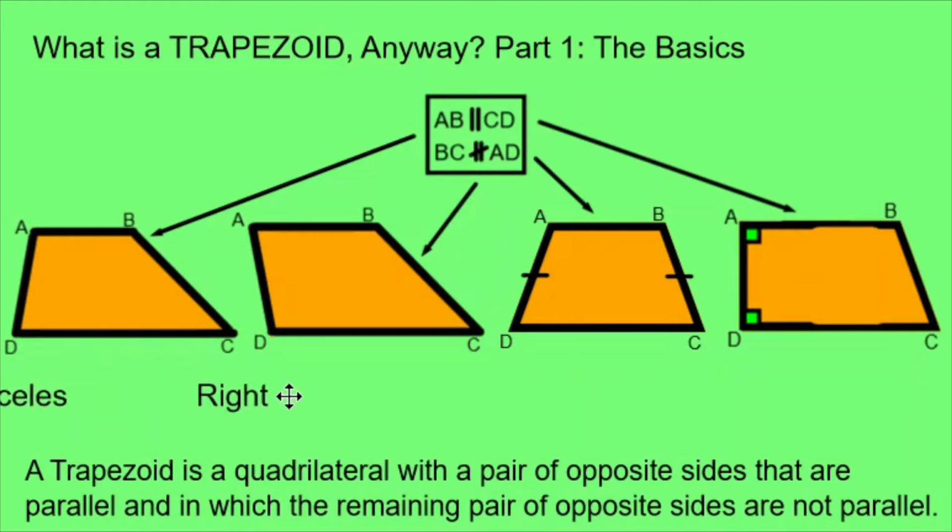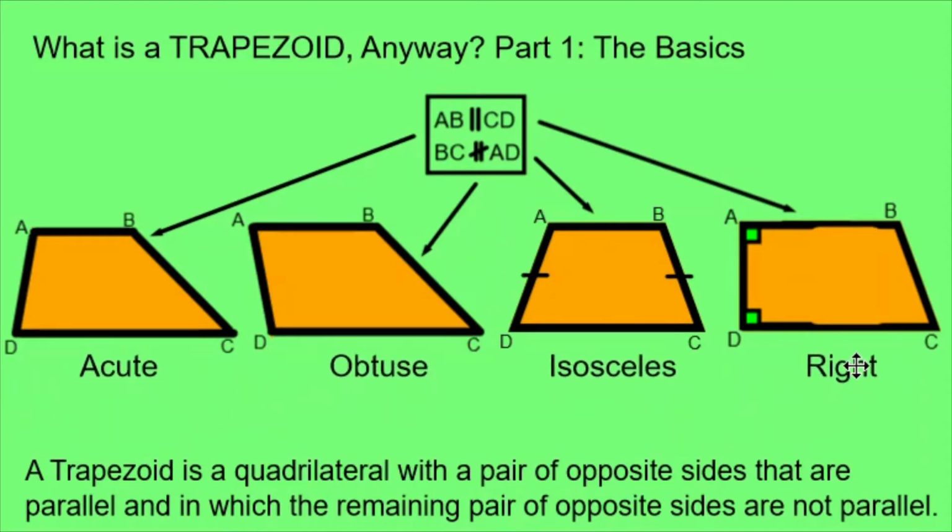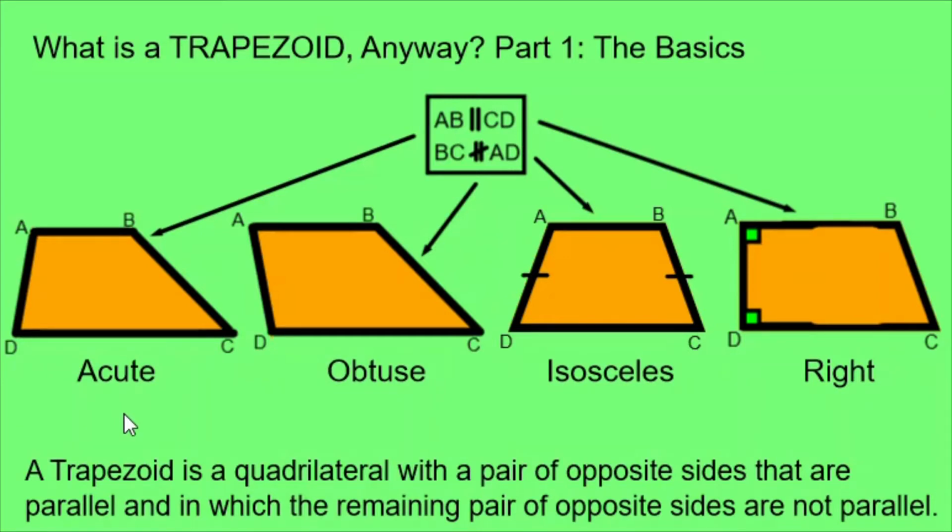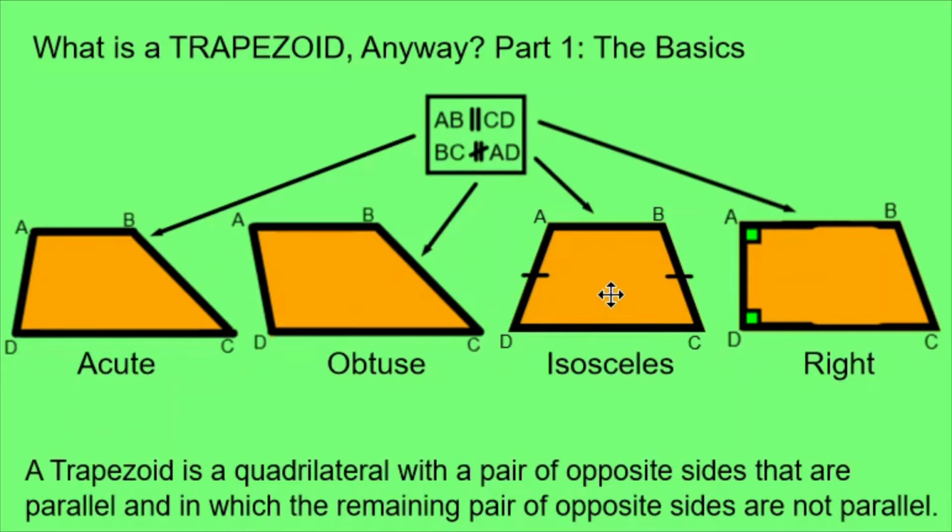I have names for these 4 trapezoids. The one on the left is acute, because the 2 angles at either end of the long base are acute. The second one is called obtuse, because one of the angles at either end of the long base is an obtuse angle. The third one is isosceles because it has 2 opposite sides that are equal in length. It has 2 pairs of congruent angles as well.